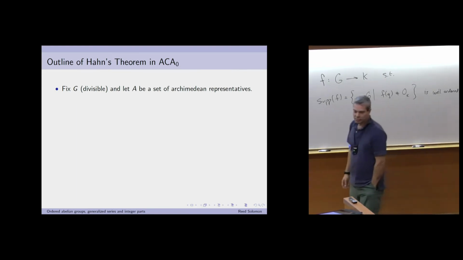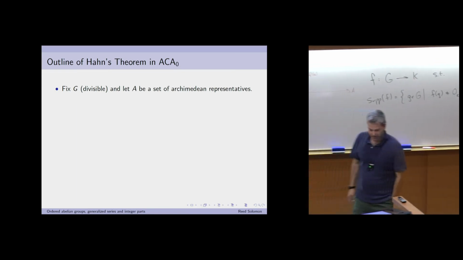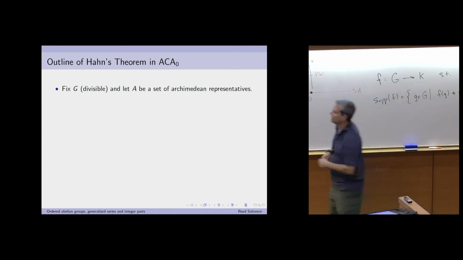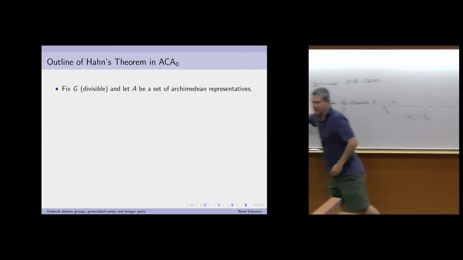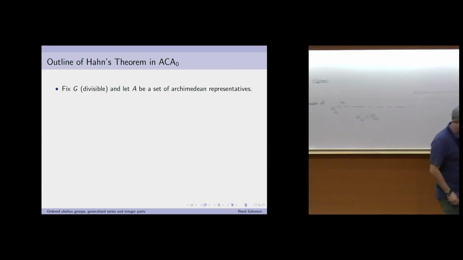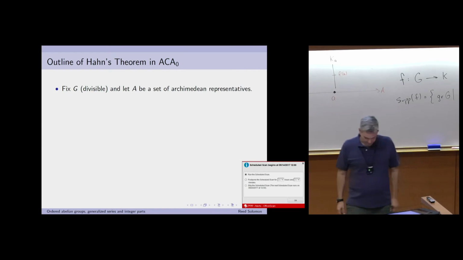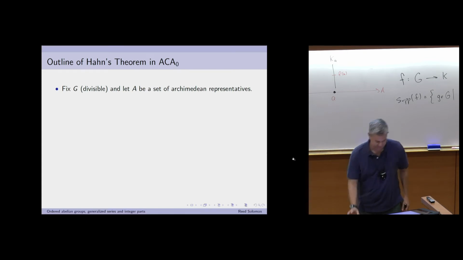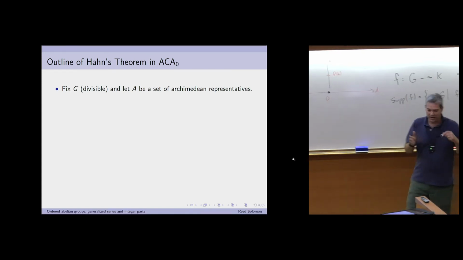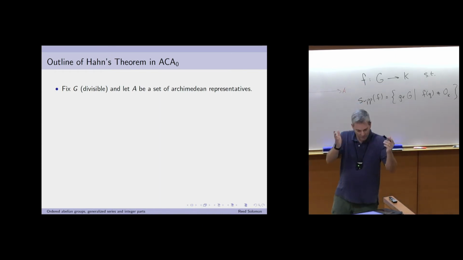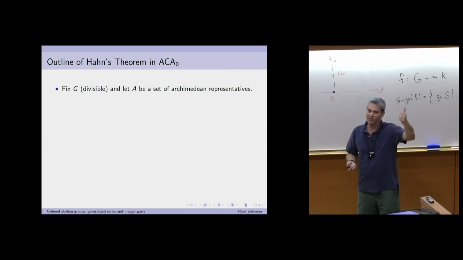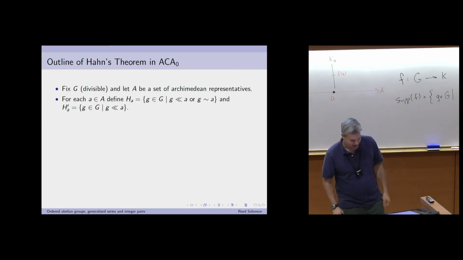So how do you prove Hahn's theorem in ACA naught? And so again, this will say something about your question, but it will also point out the last piece that goes here that I haven't exactly said what it is yet. All right, so we start with our divisible group G. We fix a set of Archimedean representatives. So let me just note, there's a jump right there.